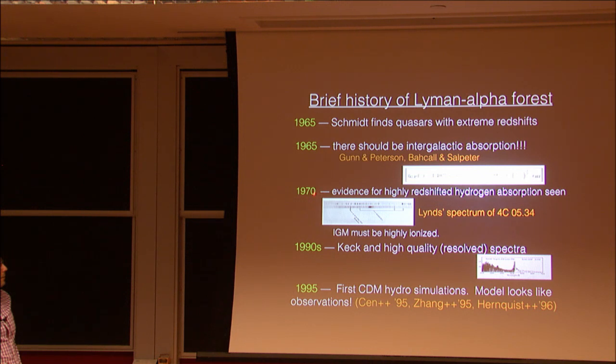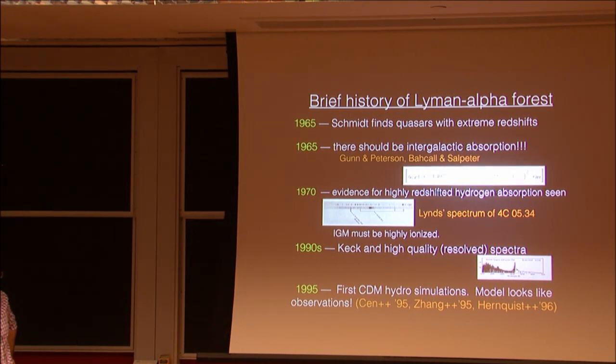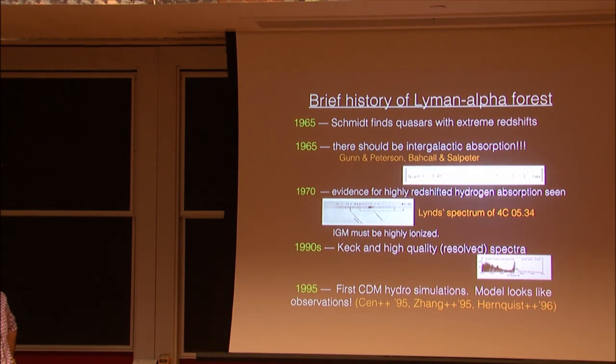Soon after this prediction, Roger Lynds found an extremely high redshift quasar, almost redshift 3, where there was evidence for Lyman absorption from hydrogen. However, he didn't see these Gunn-Peterson troughs, and so the implication was that the IGM must be highly ionized. Eventually the community coalesced on the idea that the ionization mechanism must be photoionization. Collisional ionization just required too much fine-tuning.